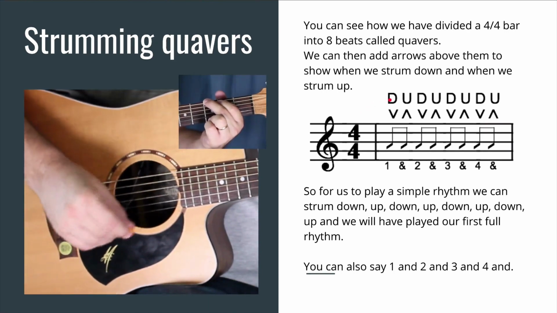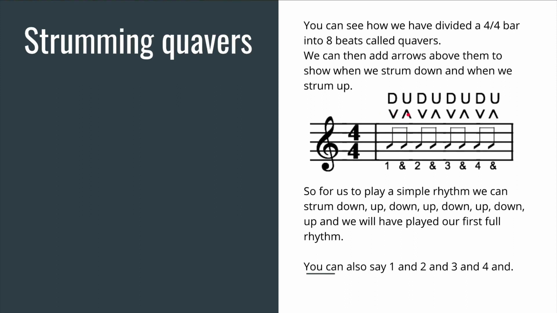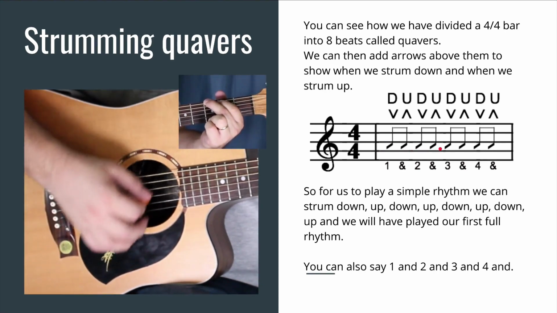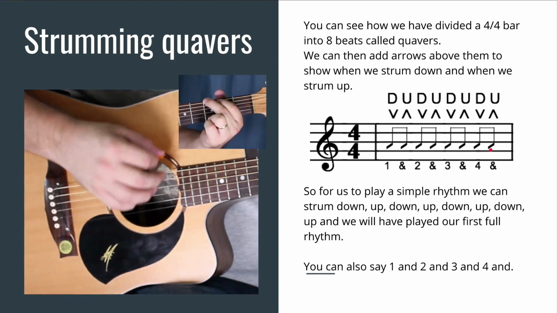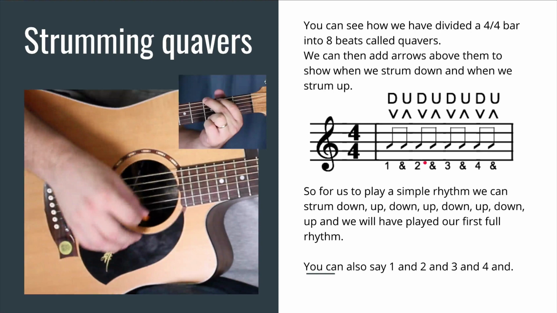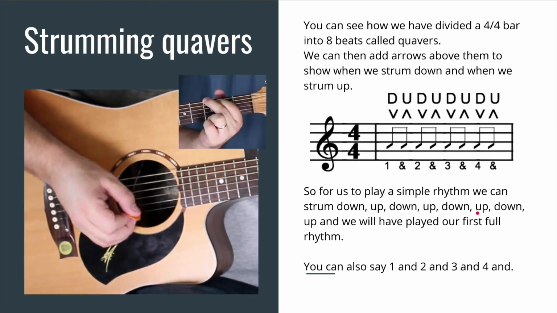And you can see the letters that we've got at the top, D for down, U for up, and the arrows pointing down, arrow pointing up. If you'd prefer to count in numbers, you can count 1 and 2 and 3 and 4 and. So using a G chord, it will sound like this. Down, up, down, up, down, up, down, up. You can also try saying 1 and 2 and 3 and 4 and as you strum through each chord.